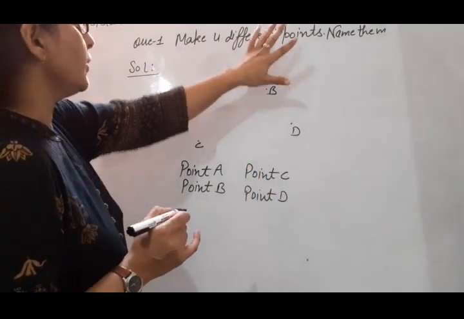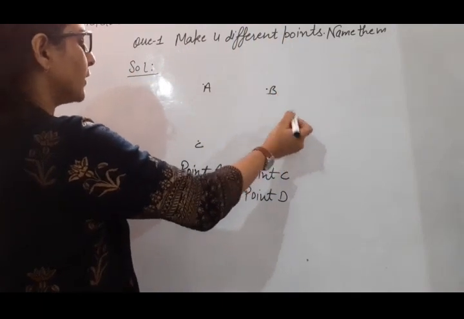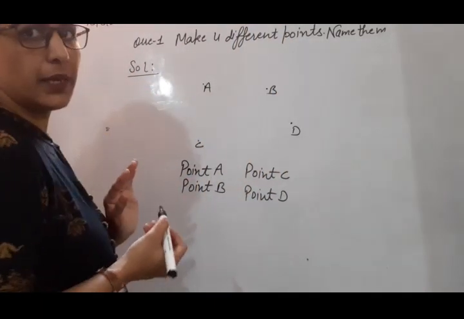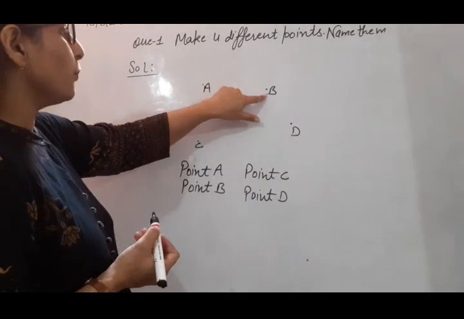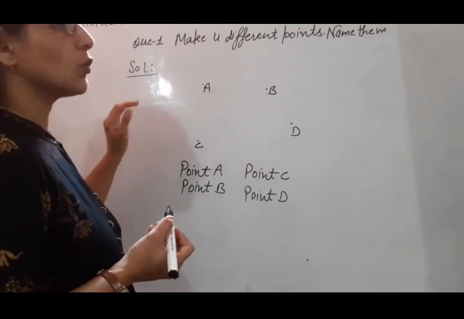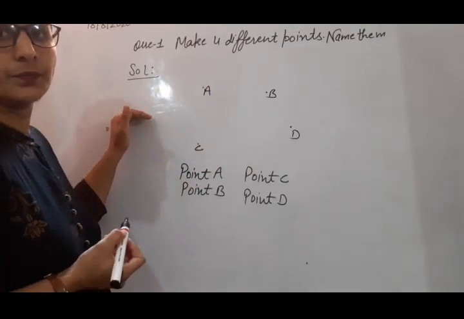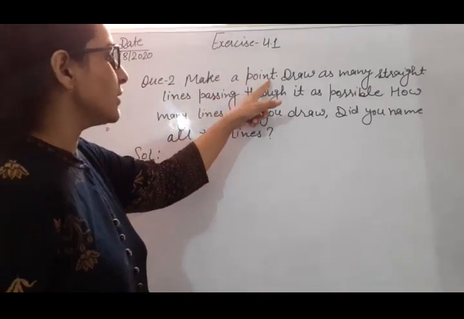Make 4 different points. These are the points. With the tip of the pencil pen we make it like this and give the name: point A, point B, point C and point D. That is your question number 1. Now the question number 2 is make a point.